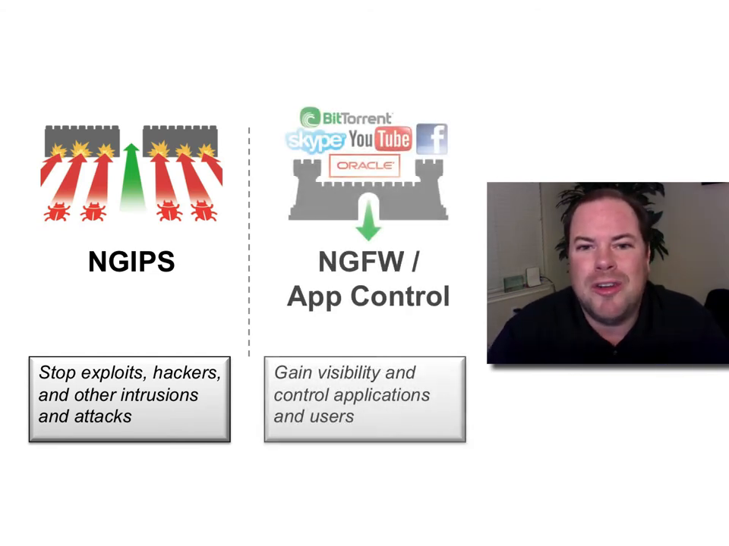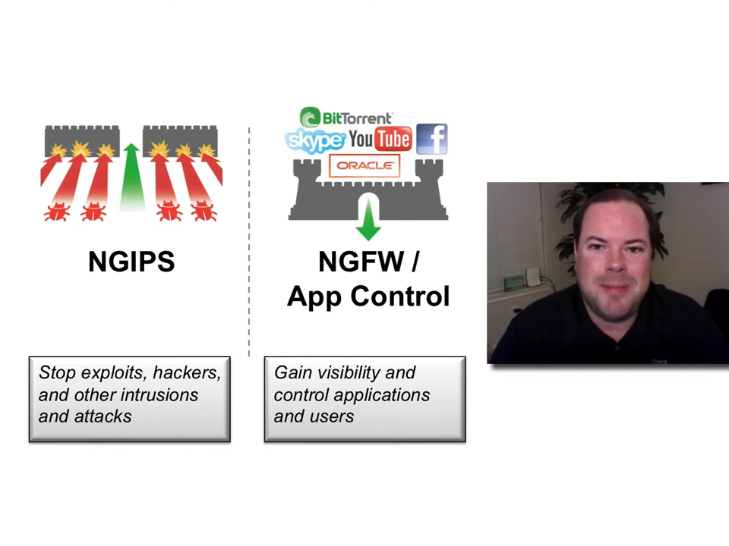Number two, we've introduced our next generation firewall with application control. Application control can control mobile device applications, it can control social media applications, it can control those bandwidth hogs like Netflix and BitTorrent, and even reduce your attack surface by limiting frivolous or unneeded applications that could shuttle exploits across, right?